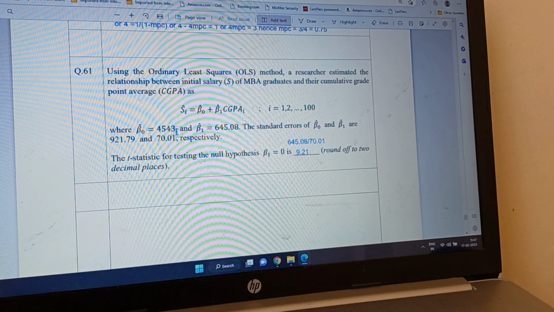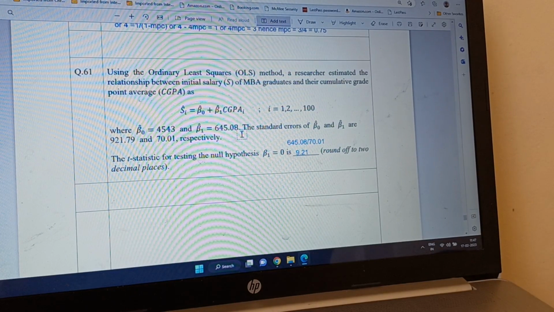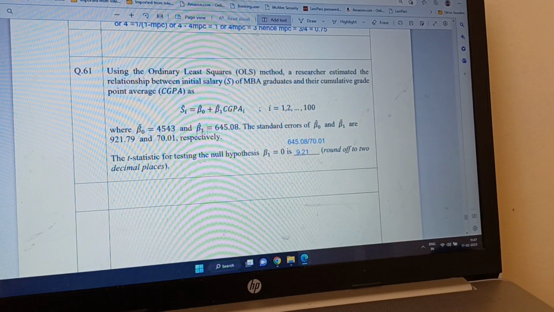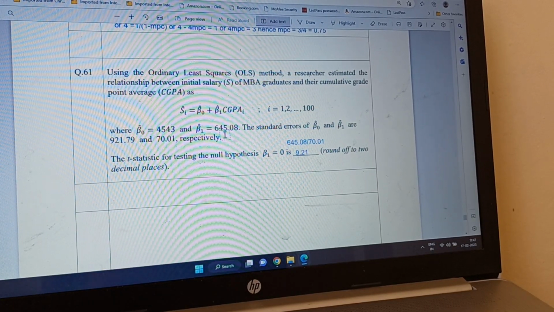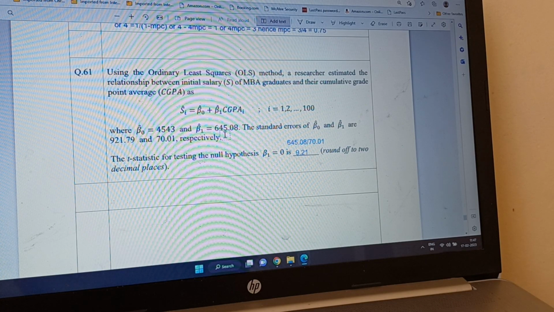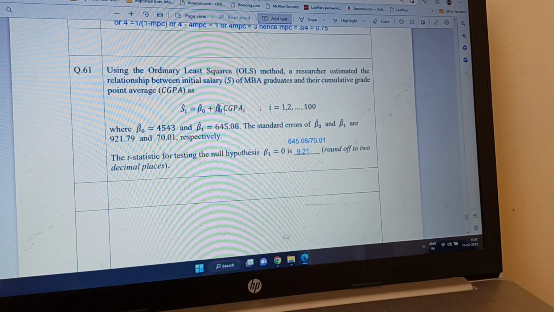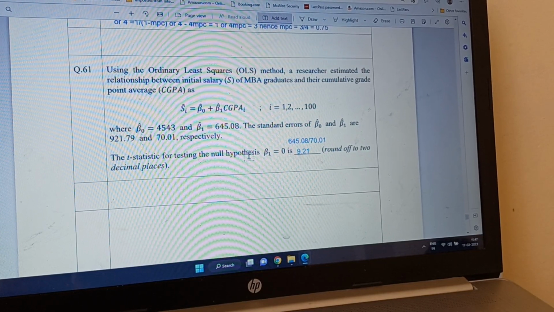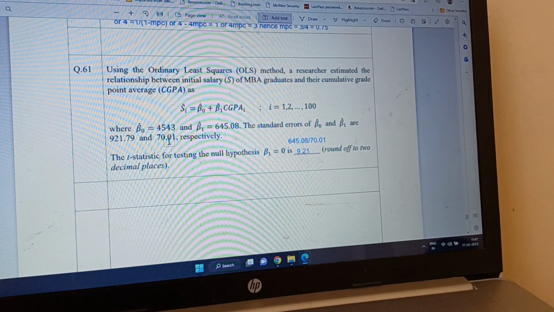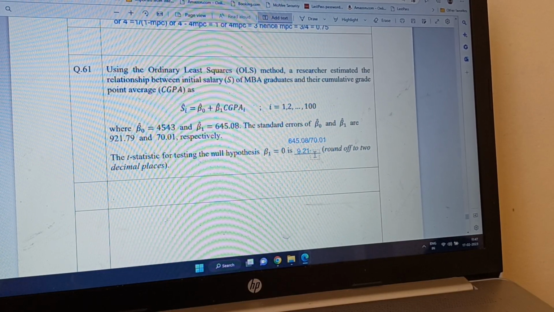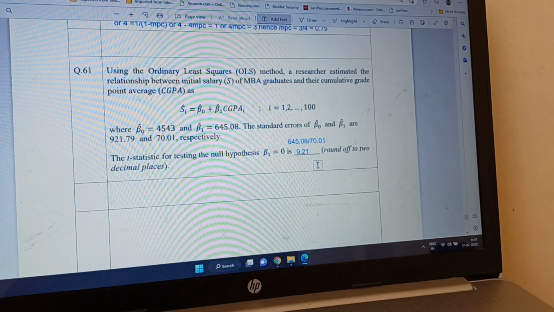So beta 0 is equal to 4543 and beta 1 is equal to 645.08. The standard errors of beta 0 and beta 1 are 921.79 and 70.01 respectively. The T statistic is for testing the null hypothesis beta 1 is equal to 0. So we have to test whether beta 1 is significant or not. We get beta 1 is equal to 645 and we divide it by the standard error, 70.05. So I get 9.25, or rather 9.21.